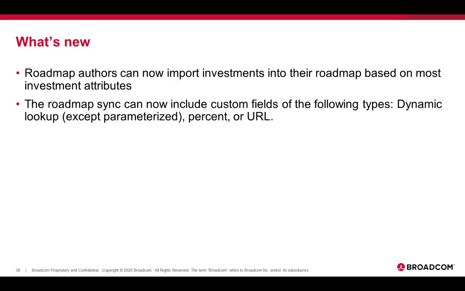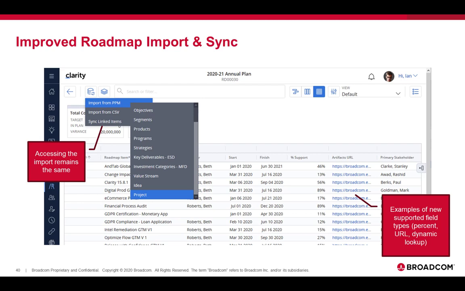So what's new? The roadmap authors can now import investments into their roadmap based on most investment attributes, and the roadmap sync can now include custom fields of the following types: dynamic lookup, except for parameterized lookups, percents, and URLs. The improved roadmap import and sync looks like this.